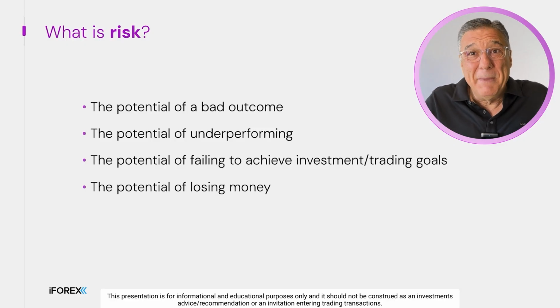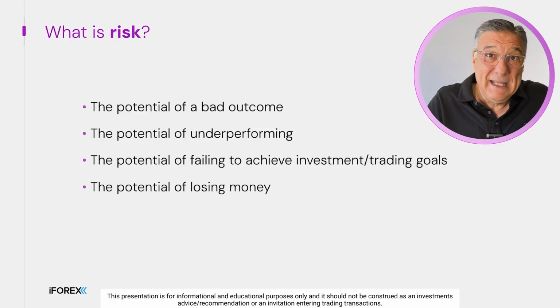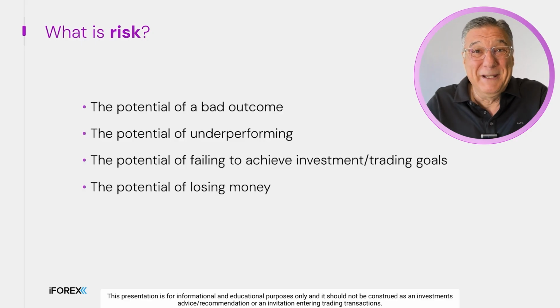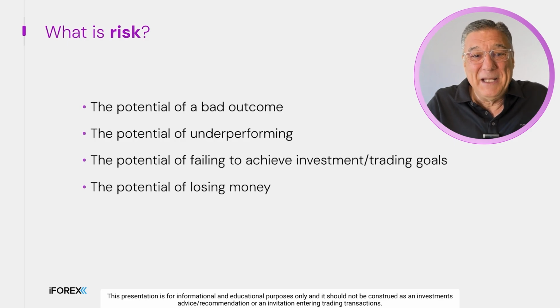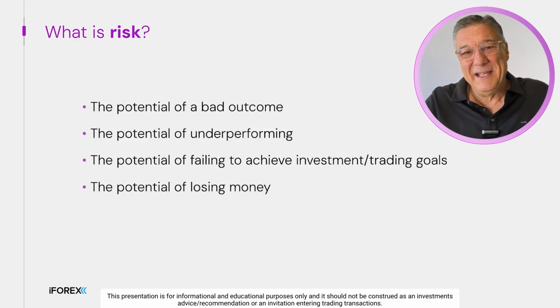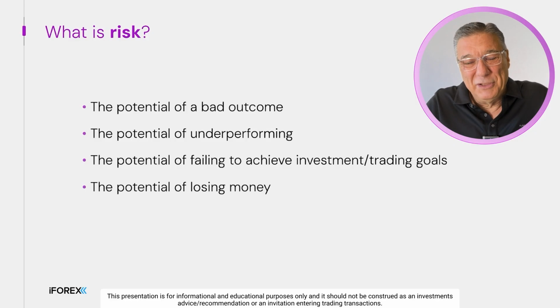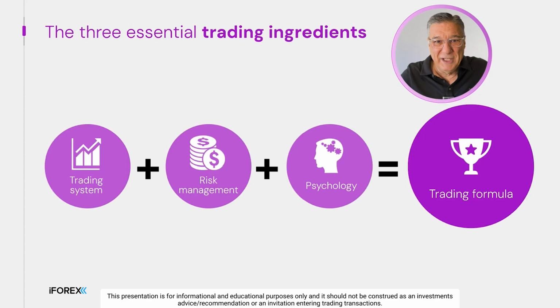Another bad outcome might be for traders that expect to make a certain number of pips per day, per week, per month, per year, but they fail to achieve these goals. This is another bad outcome. And of course, we will all agree, and it's obvious, that a risk is the potential of losing money. And this is what we're going to discuss today.